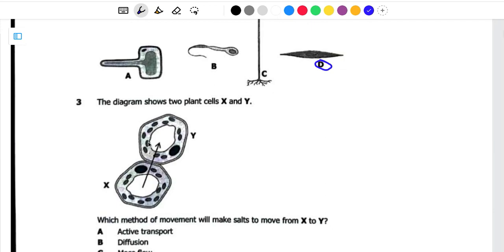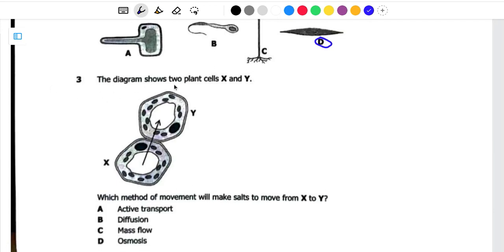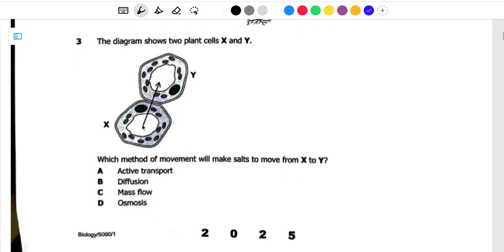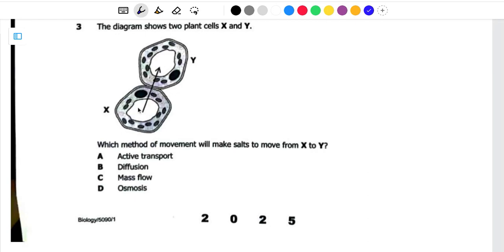Question 3 is saying the diagram shows 2 plant cells, X and Y. So there is an arrow which is showing the movement of substance here. It is saying which method of movement will make salt move from X to Y. So we have active transport, diffusion, mass flow, and osmosis.